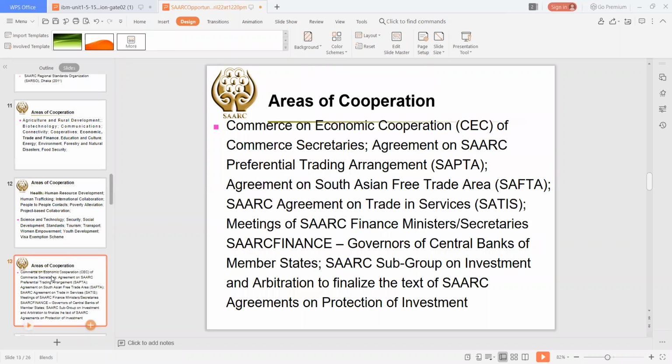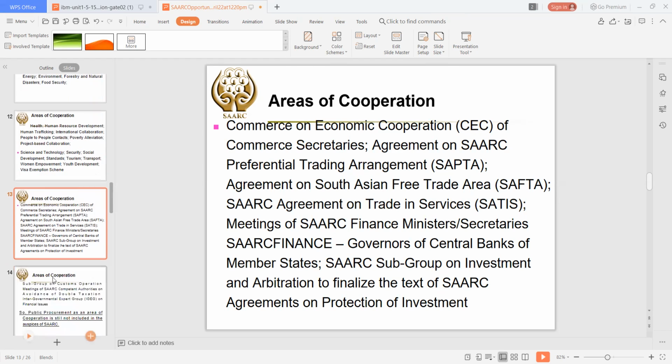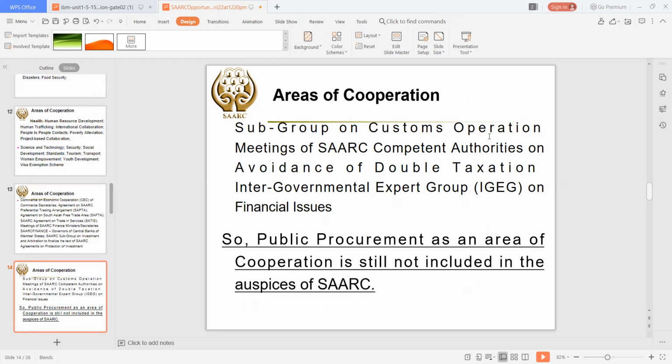Committee on Economic Cooperation of commerce secretaries. Agreement on SARC Preferential Trading Arrangement, that is SAPTA. So that is also included in the syllabus. Meeting of SARC finance ministers and secretaries; it talks about finance issues. Subgroup on customs operation, meetings of SARC competent authorities on avoidance of double taxation, intergovernmental expert group on financial issues. So public procurement as an area of cooperation is still not included in the auspices of SARC.